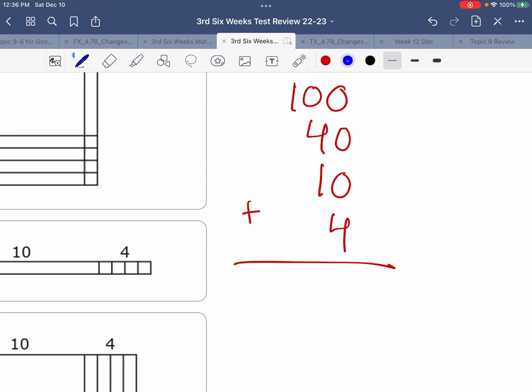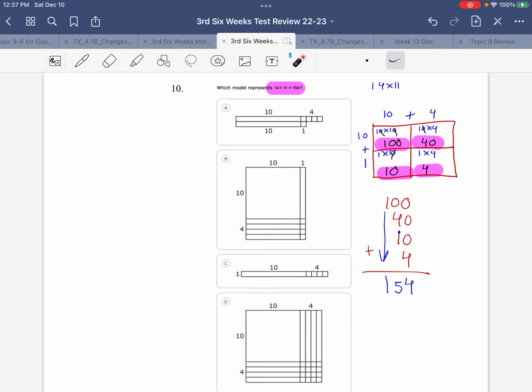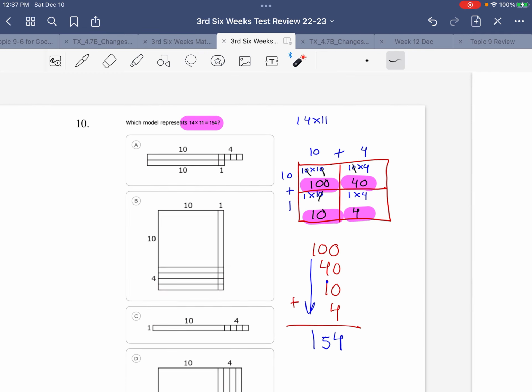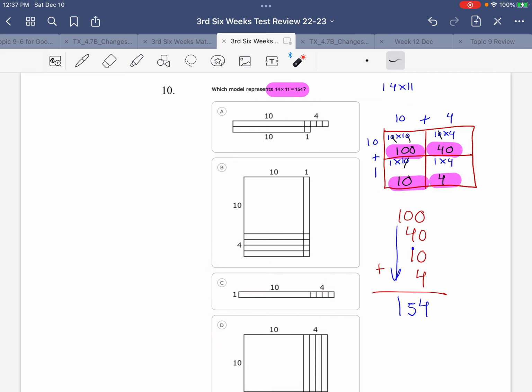When I add, 0 plus 0 plus 0 plus 4 is 4, 4 plus 1 is 5, and then I bring down my 1. I get 154. I just want to make sure that my answer matches what they have here. It does, so I know that I did this whole thing right. Now I need to see which model matches my model.